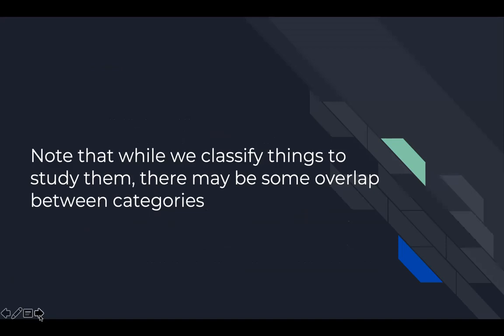And while we do classify these things to study them, there's often overlap between categories. So for example, you've heard me mention The Economist before. By its very title, this is not aimed at writing teachers. This is really aimed at economists and business people. So why do I read it? Well, one, I teach technical and business writing, and so this covers a lot about business. It also covers a fair amount about technology.